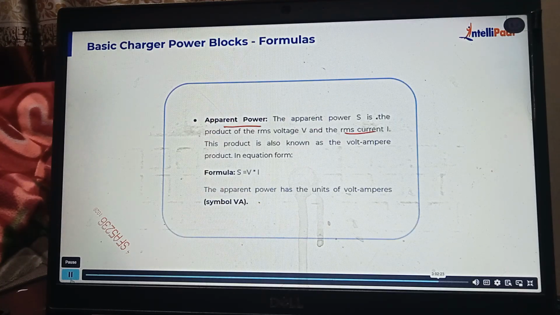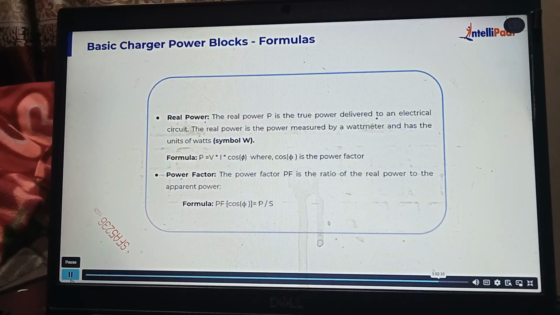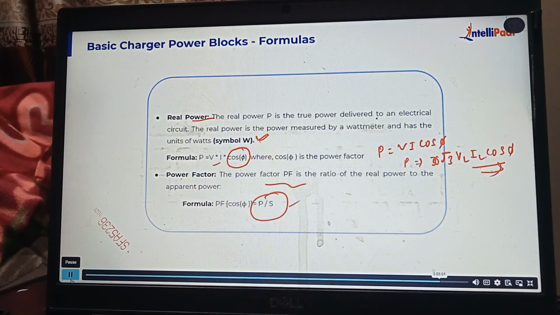So apparent power, you already know, is a simple multiplication of V into I, and the unit of apparent power is volt ampere. And the real power, the unit is watt, and one extra term comes into this real power, that is cos phi. So simply, we write VI cos phi for a single phase system. If we have a 3-phase system, then 3 VPH IPH cos phi. Otherwise, if I take the line voltage, then root 3 VL IL cos phi, that we can take into consideration. And power factor we can define as P by S.